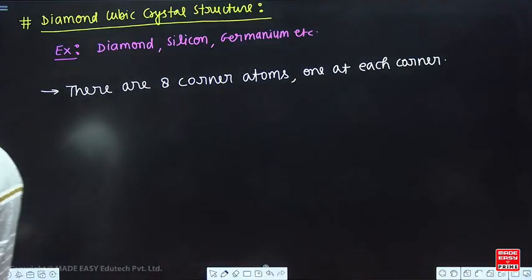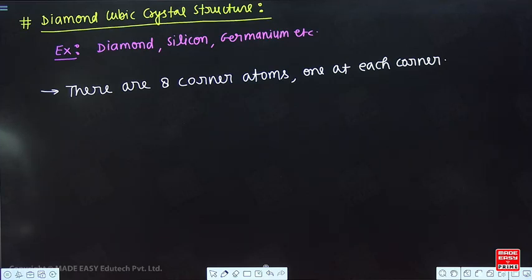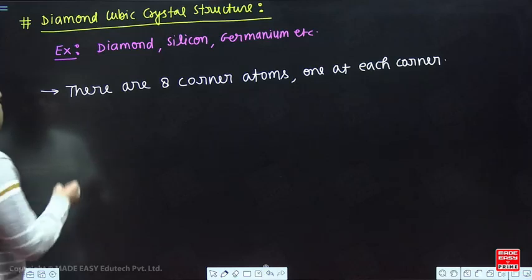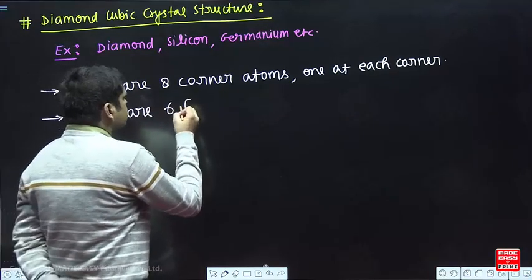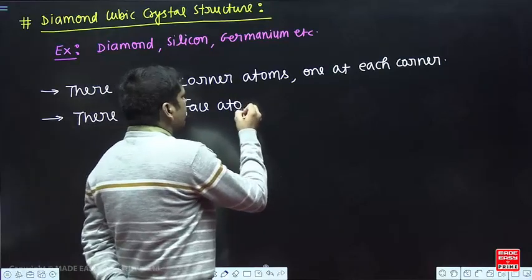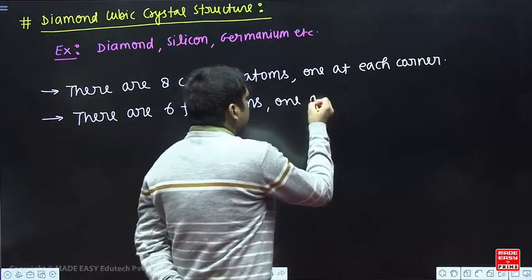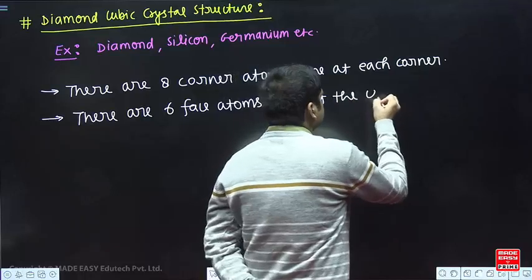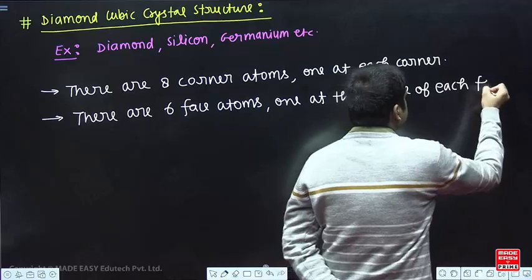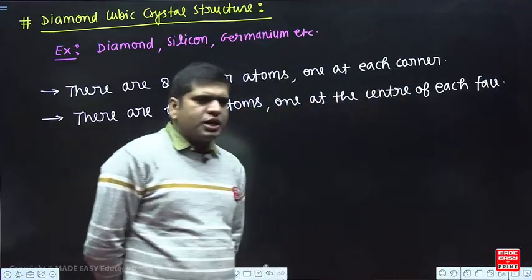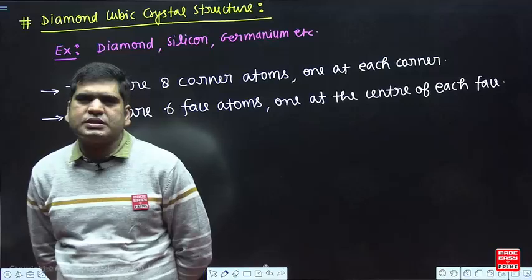There are 8 corner atoms, one at each corner. There are 6 face atoms, one at the center of each face. Along with this, there are 4 atoms inside the cell.